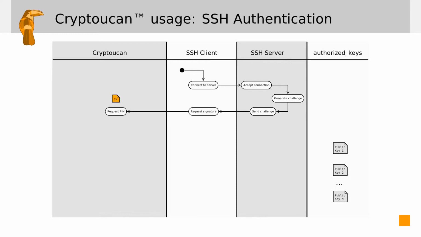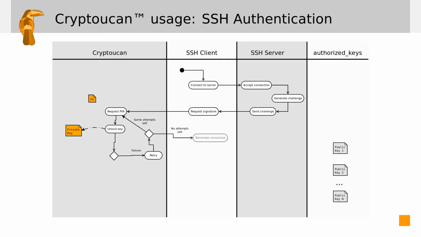It sends this challenge to the client, and on the client side it is passed on to Cryptoucan for creating the digital signature. Cryptoucan requests the user to enter the PIN 1 and tries to unlock the key using the provided input. In case of failure, Cryptoucan will attempt to retry this operation. Of course, if there are no PIN entry attempts left, it reports the failure to the SSH client, which in turn terminates the SSH connection.